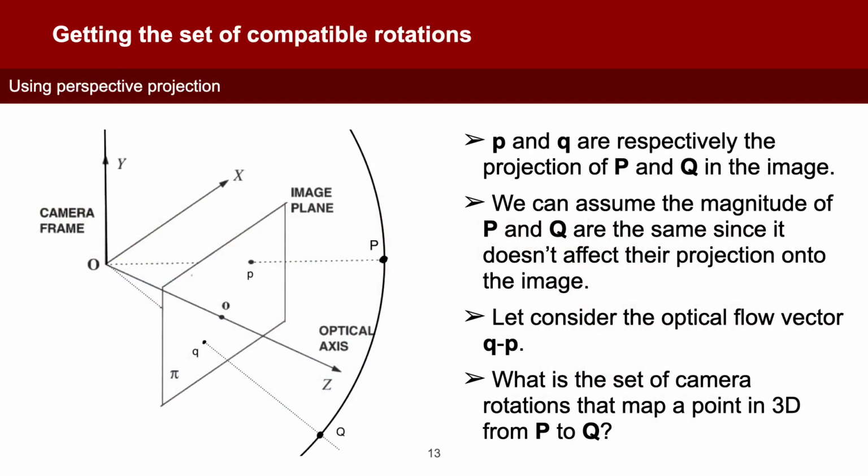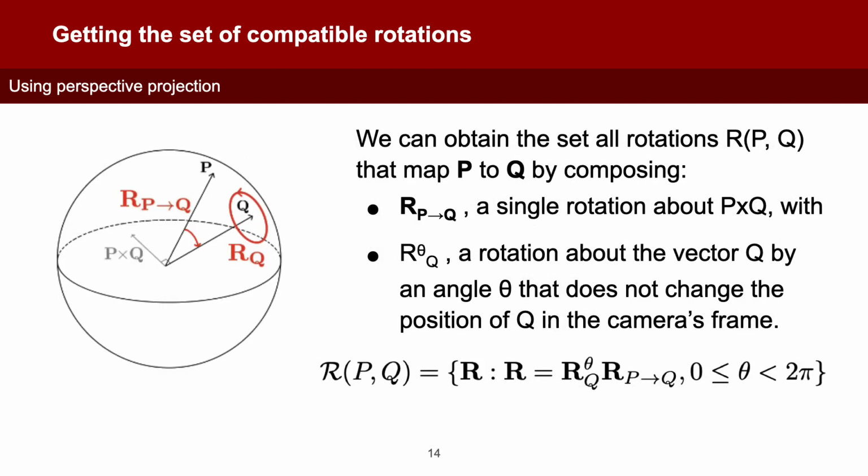Now we describe two methods to get the set of compatible rotations. The first one uses perspective projection. In brief, we want to find all rotations that rotate the vector OP onto the vector OQ. This can be done by composing two rotations. The first one is a unique rotation about the cross product of OP and OQ. This first rotation aligns OP and OQ. Now, any arbitrary rotation about OQ will keep OP and OQ aligned, and therefore they generate the set of compatible rotations.